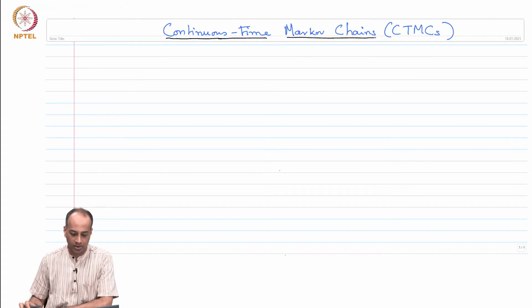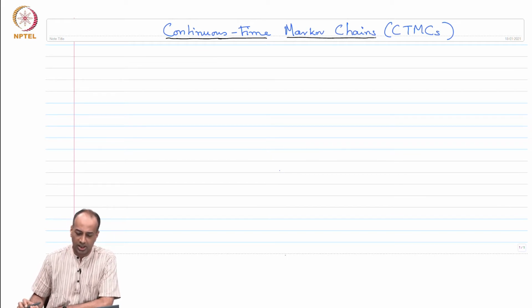Welcome back. From today, we will start discussing continuous time Markov chains, otherwise known as continuous time Markov processes. Alright. So, what is a continuous time Markov chain? So far, we have studied DTMCs, discrete time Markov chains.